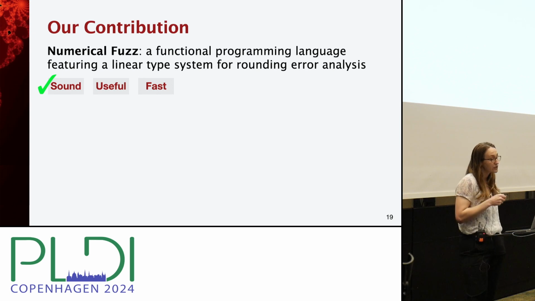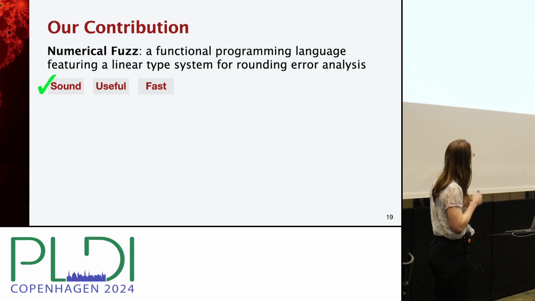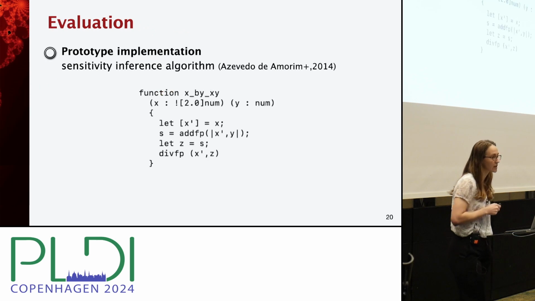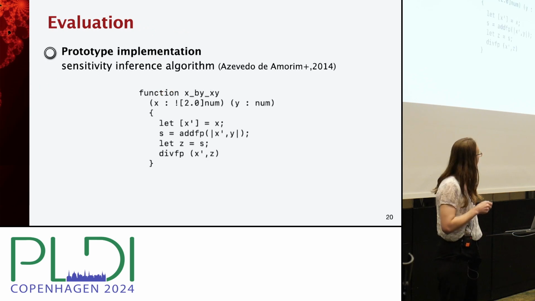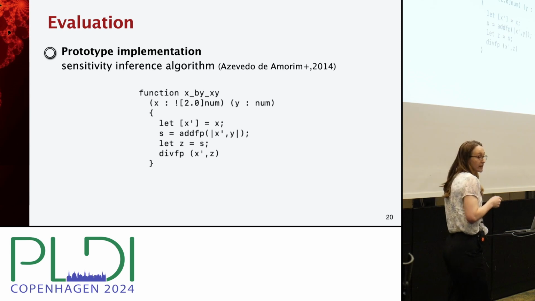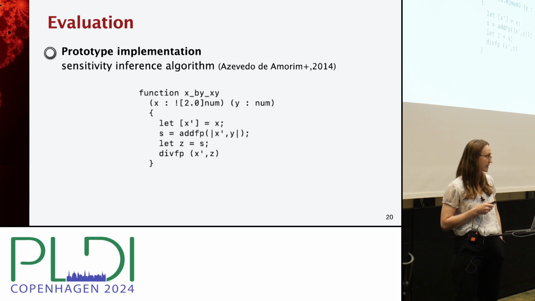Now, when I introduced the contribution of our work, I made three claims: that it was sound, useful, and fast. We've seen evidence that it's sound, but what about being useful and fast? So let's talk about our evaluation. We have a prototype implementation of a type checker for our language, following a sensitivity inference algorithm due to Azevedo de Amorim and co-authors from 2014.